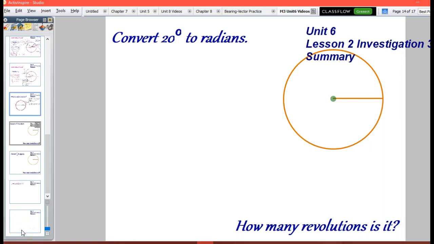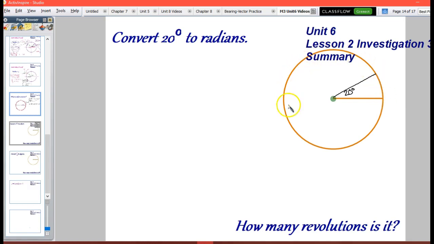We want to convert 20 degrees on a circle to radians. So we always start with this flat x-axis here, and if I were to go about 20 degrees, I'll just draw a quick random sketch. 20 degrees is not much of the circle. They also want us to convert to revolutions, and I think I'll do that first.